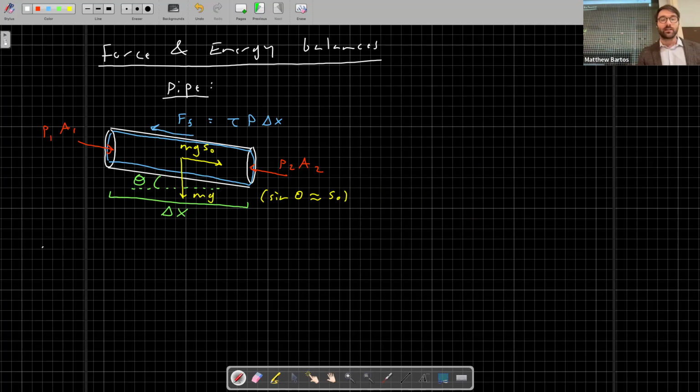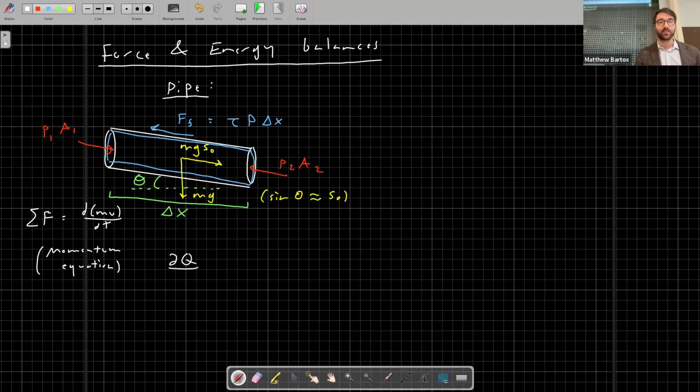We can specify our momentum balance, or our momentum equation. And remember, to accomplish this, we applied Newton's second law to our control volume of fluid. We have that the sum of forces is equal to the time rate of change of momentum. So if we equate the time rate of change of momentum to the sum of forces, we get the following expression for our momentum equation.